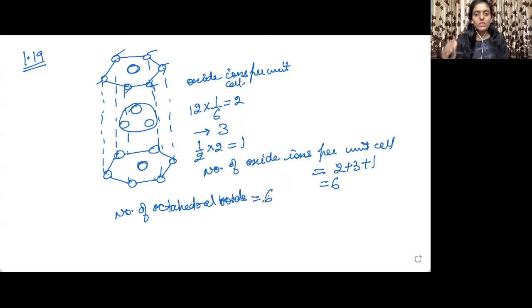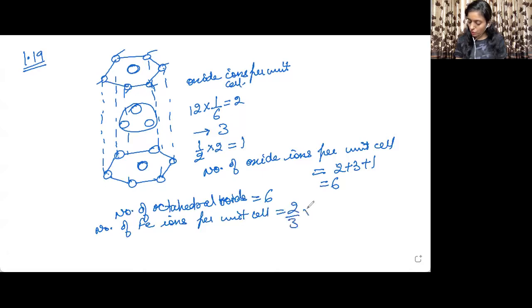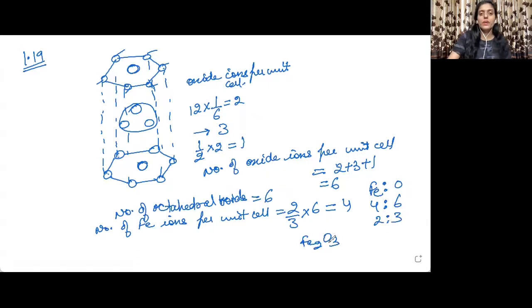Now out of 6, 2/3 have been occupied. So the number of Fe ions per unit cell is equal to 2 by 3 into 6 equal to 4. This means Fe is to oxygen is equal to 4 is to 6, or we can say 2 is to 3. So it is Fe2O3. So this is the formula for ferric oxide. Hope this is clear to you. Now let us move into the next question.